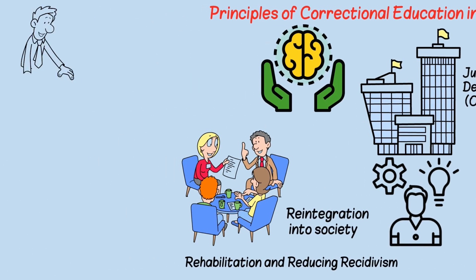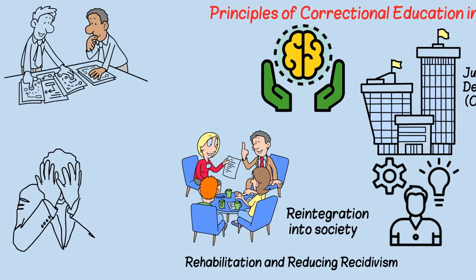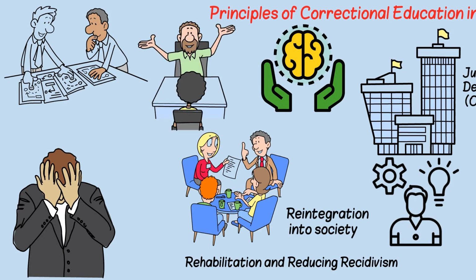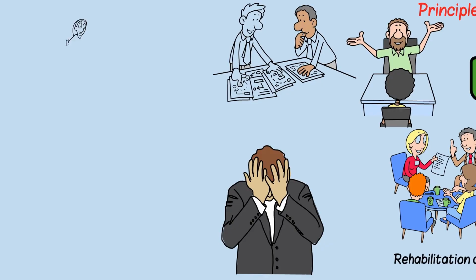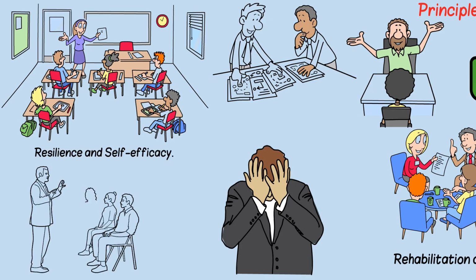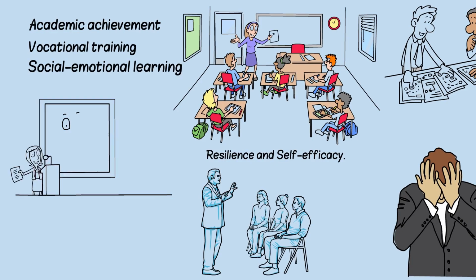This model advocates for education programs that are personalized, evidence-based, and grounded in trauma-informed practices. Understanding that many juvenile offenders have experienced adverse life events, the educational approach must acknowledge these experiences while promoting resilience and self-efficacy. In addition, correctional education programs should emphasize academic achievement, vocational training, and social-emotional learning.